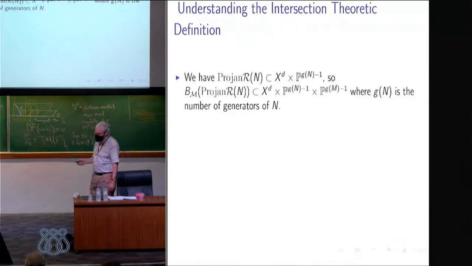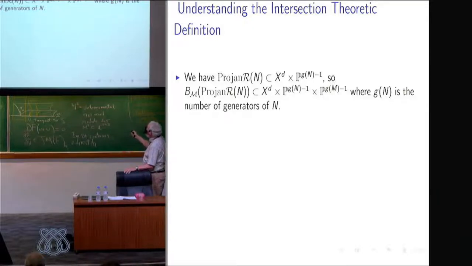So what about these things? Where does this sit? Well, it's only contained in X times D cross. Now what we've done is, remember, we projectivize the rows. So when we projectivize a row, we get an element of P^(g(N)-1), where g(N) is the number of generators.